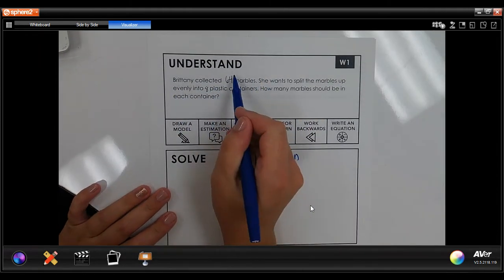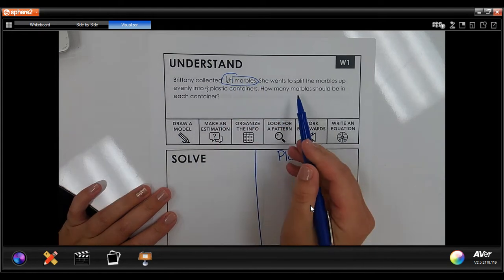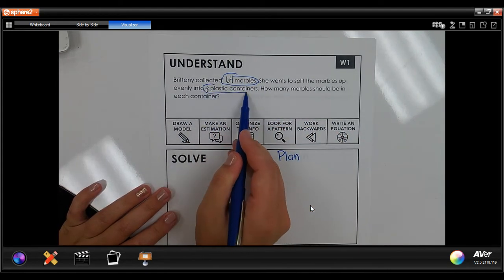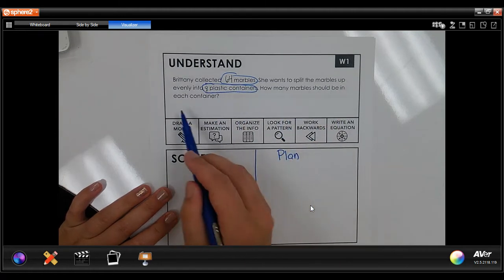So I'm first going to read it. Brittany collected 64 marbles. She wants to split the marbles up evenly into 8 plastic containers. How many marbles should be in each container?